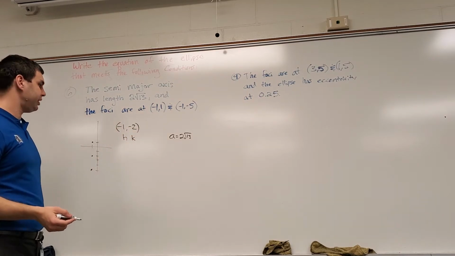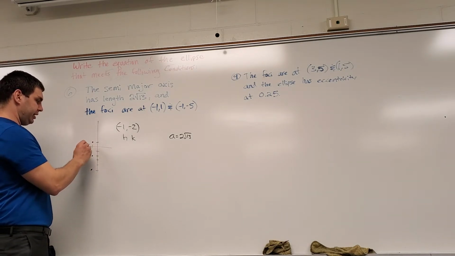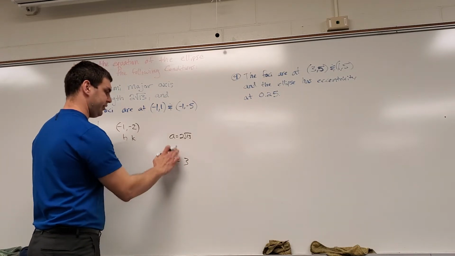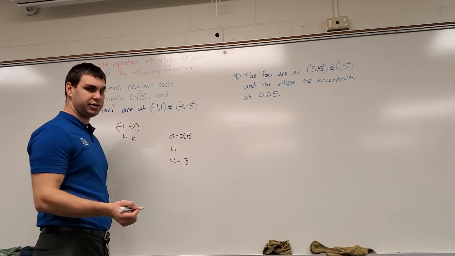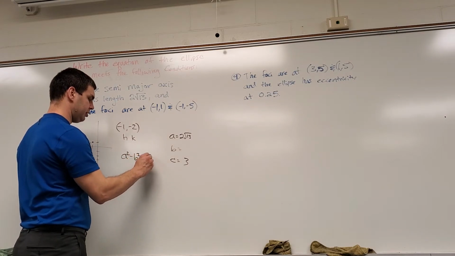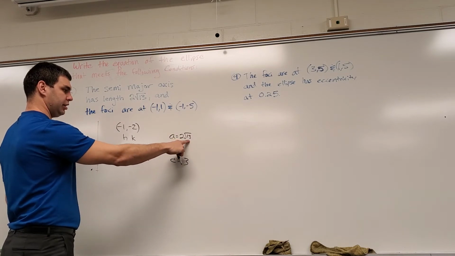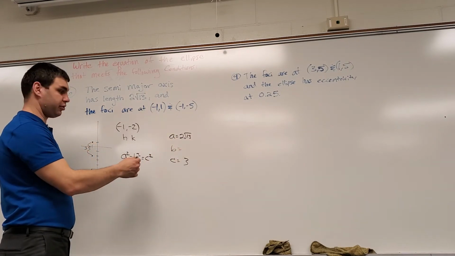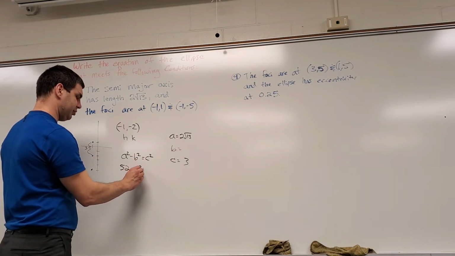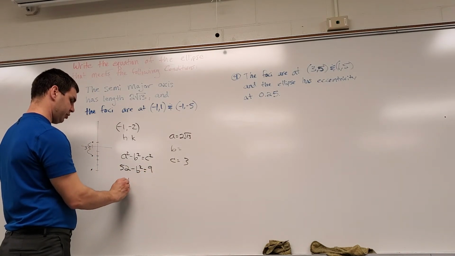Okay, so I need a couple other things here. First off, I think I can find my C right away, as this is 3 units in between. So my C is going to be 3. And then to figure out my B value, what I can do is use the equation A squared minus B squared equals C squared. So if I fill those in, A squared, well 2 squared is 4, square root of 13 squared is 13, 4 times 13 is 52. So 52 minus B squared, which I still don't know, equals C squared, which is 9. If I subtract 9 over, that's going to be 41.